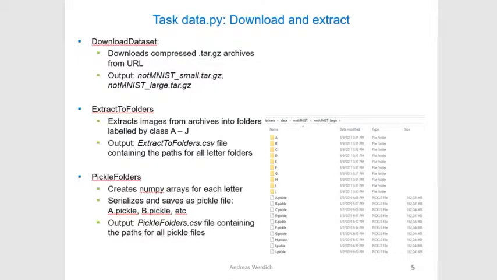The first task downloads all of the data sets into compressed archives. And in the next task, all the images are extracted from the archives into folders that are labeled by the classes A to J. The output of this task is a CSV file that contains the path for all letter folders. In the next task, NumPy arrays are created for each letter, and they are then serialized after they're shuffled and then saved as pickle files. The output of this task is a CSV file that contains the path for all pickle files.